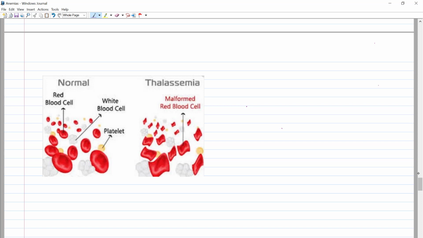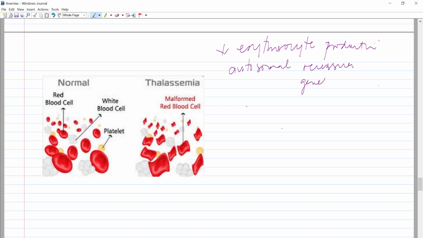Now let's discuss thalassemia. Thalassemia is also another type of anemia, and it's a group of diseases involving inadequate production of normal hemoglobin or decreased erythrocyte production. Okay, so let's just put here decreased erythrocyte production. Now, it is due to absent or reduced globulin protein. So this is an autosomal recessive genetic disorder.